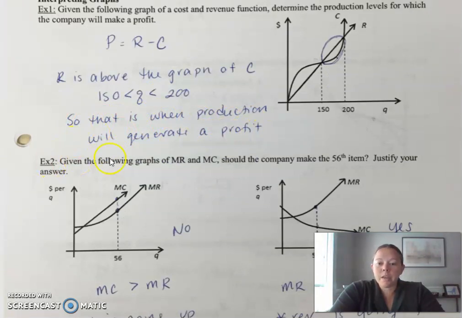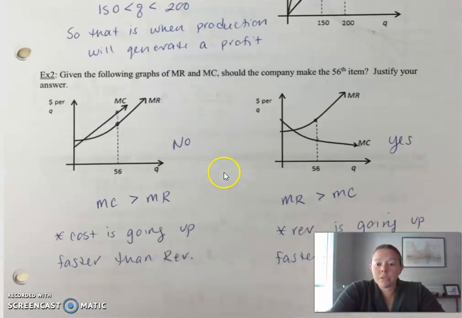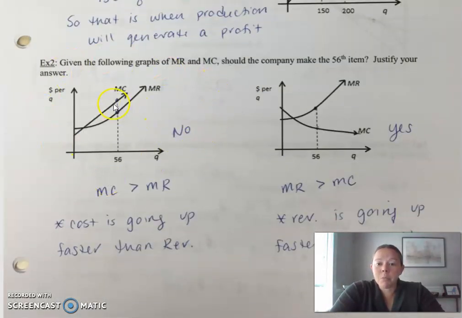Okay, now the following graphs of marginal revenue and marginal cost. So this means we're looking at the derivative graphs now. These are now derivative graphs. Should the company make the 56th item? Justify your answer. All right, so on this graph, marginal cost, you'll notice it's positive. So that means your cost function is increasing, and it's a pretty steep line here. Your marginal revenue is also always positive, so your revenue function is increasing as well.